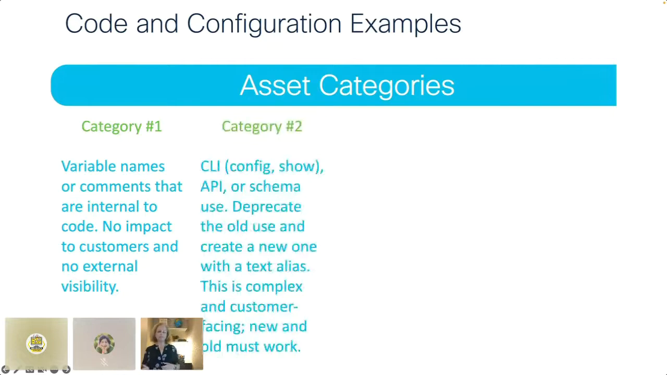Category two is when you're getting into the actual configuration files, the command line interfaces and the API. When you do this, you do have to deprecate the old use and create a new one. So maybe for one release there's a text alias and both words work. Because this is customer facing, new and old must work and you have to communicate it. That is very important work that you share across teams so that everyone's being consistent and maybe even picking the same alias names while doing this transition.